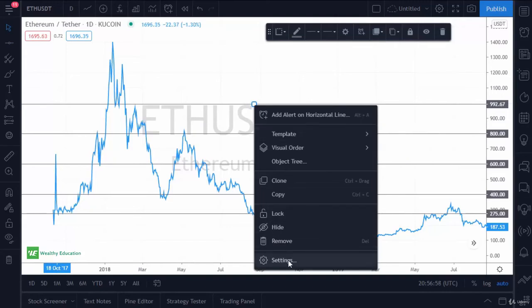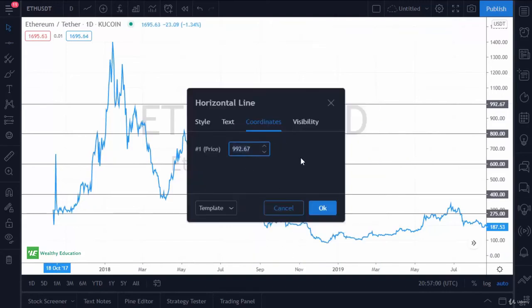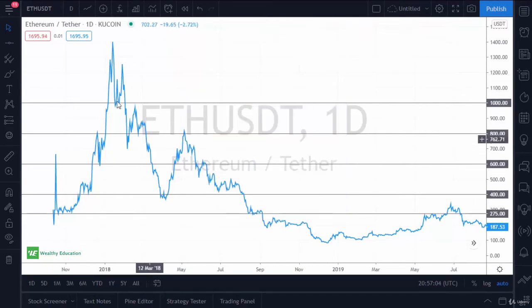So in Ethereum, as I'm drawing this out, it's becoming obvious that it's about a $200 range between major support and resistance. Now, the one thing that you need to be careful about with support and resistance is to not overdo it.